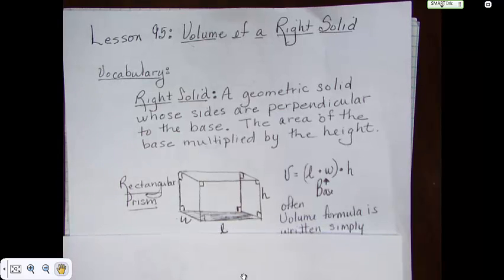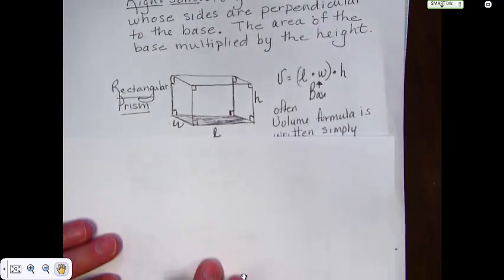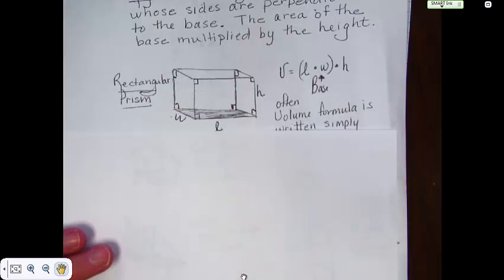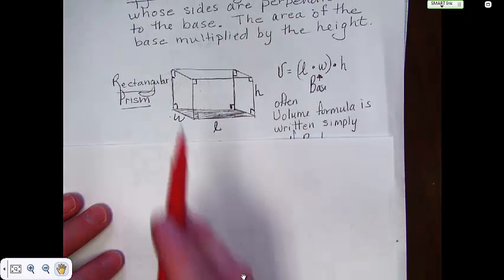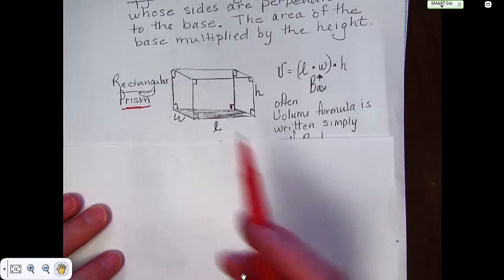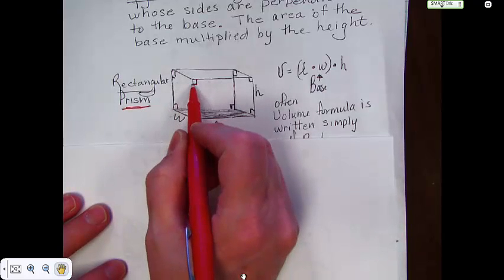I have drawn some examples of right solids that you probably have run into and would know, and as best as you can, why don't you draw these in your notes. The volume of this rectangular prism, it's a right solid. Notice all the nice little right angles here.